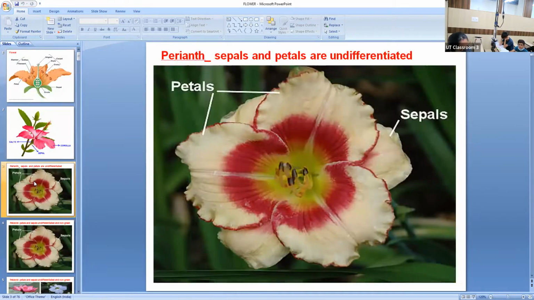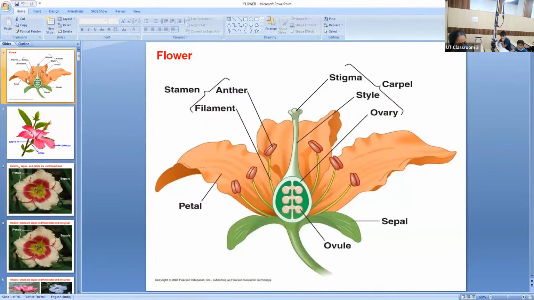In case of this flower, see the petals, see the sepals. They are easily differentiable. In this flower, the petals are orange in color, the sepals are green in color. Can you give me an example of such a flower? Hibiscus. Hibiscus, very common.